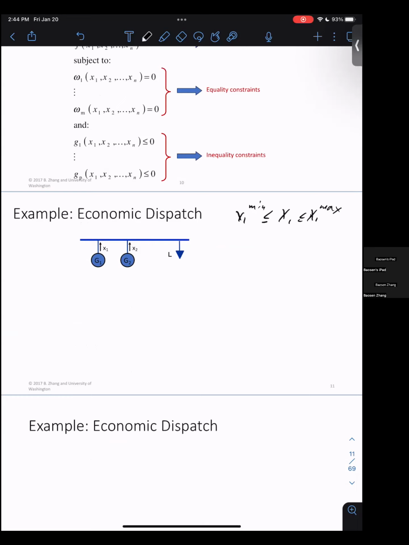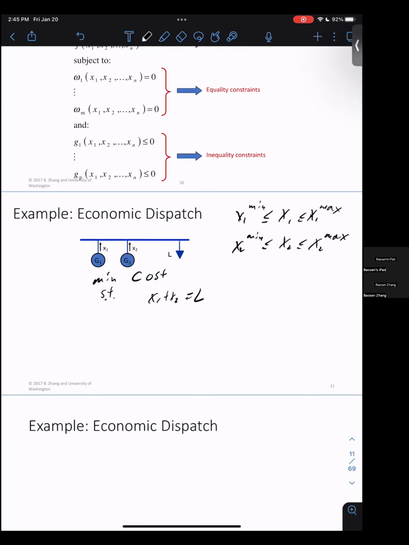They have to lie within a maximum, they have to lie within a minimum. So they have to satisfy some bounds on the problem. Okay. So if you want to solve this problem, you have both an equality constraint and an inequality constraint. So your problem goes to minimize some cost, subject to x1 plus x2 equal to L.